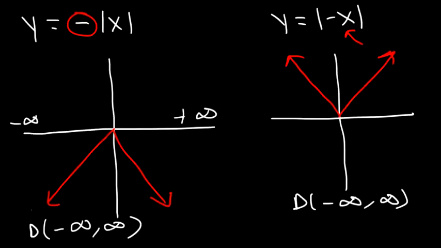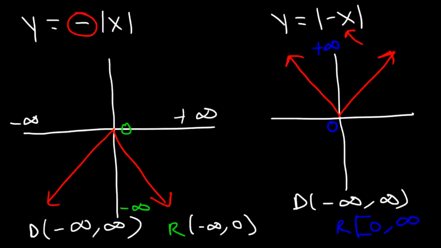Now as for the range, what's the lowest y value that we see in the graph on the left? Notice that it goes down towards negative infinity, and the highest y value is 0. So the range is from negative infinity to 0. Now, for the graph on the right, the lowest y value is 0, the highest is infinity. So the range is from 0 to infinity. And 0 is included, so we need to use a bracket instead of a parenthesis.